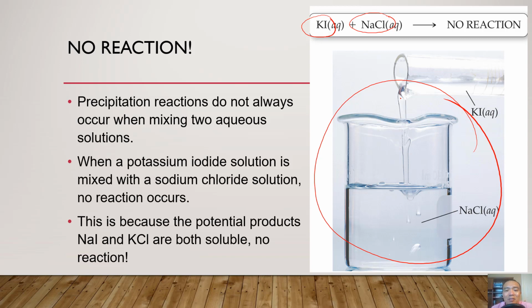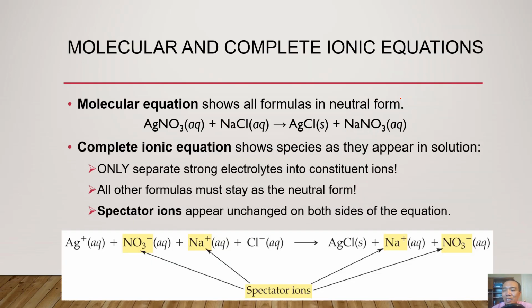Next, let's talk about how to write different types of chemical reactions, how to represent the chemical reactions. If we write everything and balance it, as you can see over here, everything is in the same original formulas, and they are in neutral form. If you write them this way, we call that a molecular equation. The next type of equation we call the complete ionic equation.